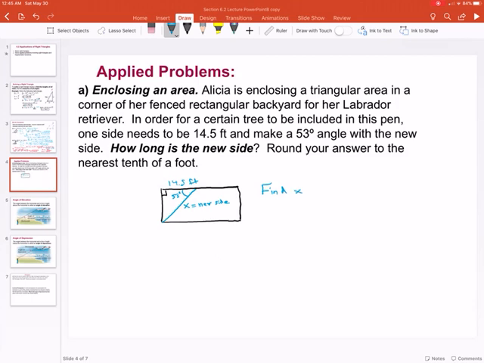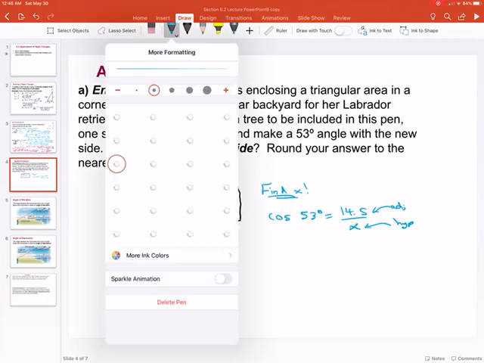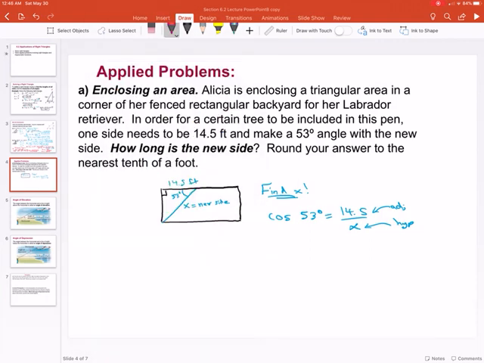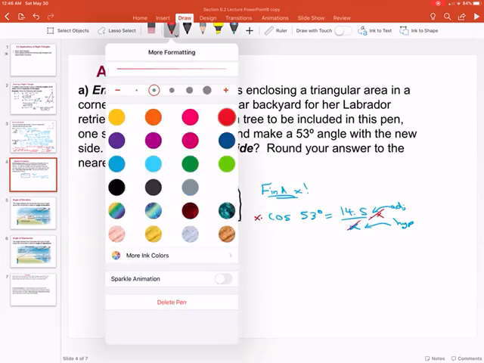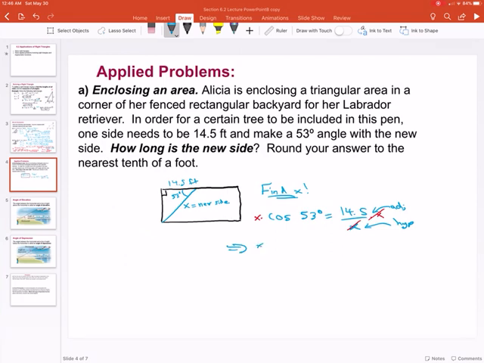All right, let's go find the new side. To do that, I'm going to use the cosine function. Cosine of 53 degrees involves my adjacent side and my hypotenuse, right? Adjacent over hypotenuse. So that allows me to find x using the given angle measurement, 53 degrees. To solve that, let's solve for x. I'm going to multiply both sides by x, because we've got to clear out the fraction. So we come up with x times the cosine of 53 degrees equal to 14.5.